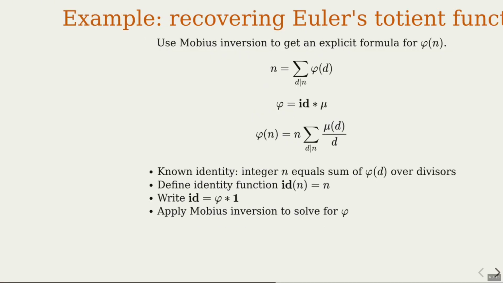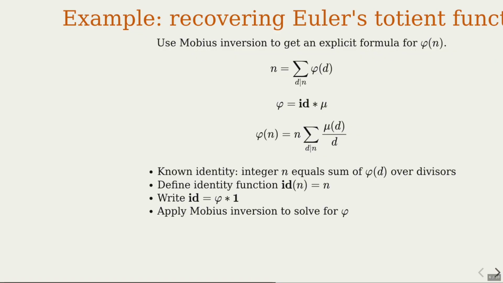Here is a classic application. There is a well-known identity that for each n, the number n equals the sum of phi of d over all divisors d of n. In other words, the identity function that sends n to n is the convolution of phi with the constant 1 function. So in this language, the identity function is playing the role of g, and phi is playing the role of f in the Möbius inversion theorem.